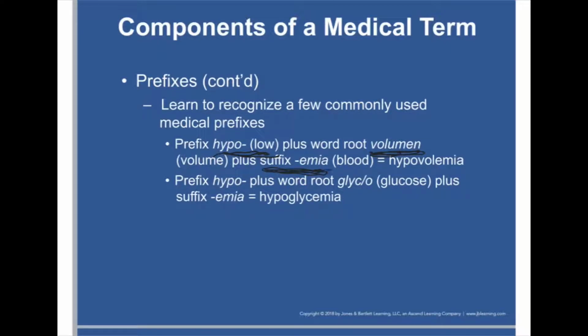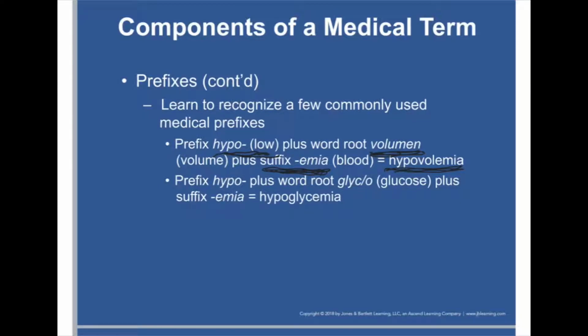which refers to blood. So we literally have three different pieces here that come together to give us the word hypovolemia, which means exactly what each of those pieces put together would mean. Hypo means low, volumen means volume, and emia means blood. So what does that mean? Low volume of blood. Hypovolemia, low blood volume.